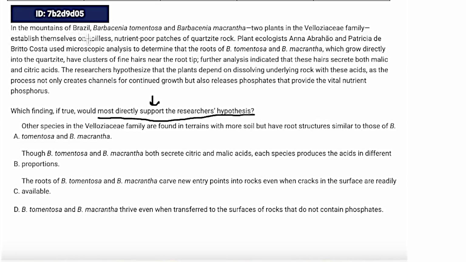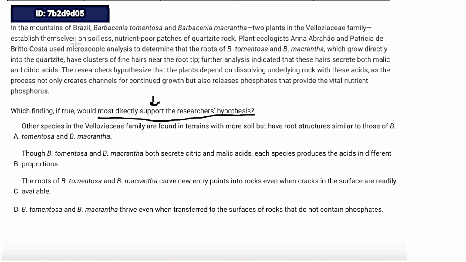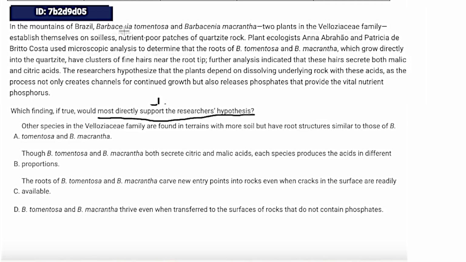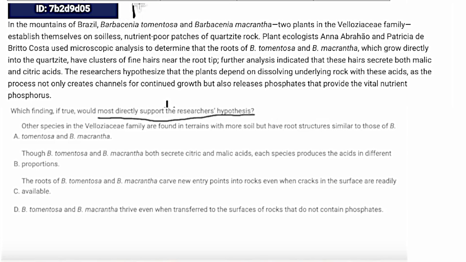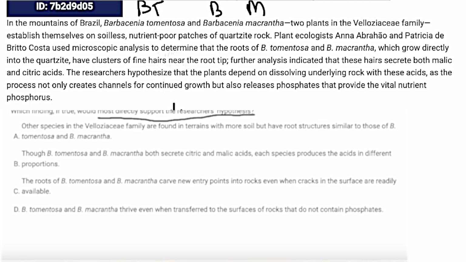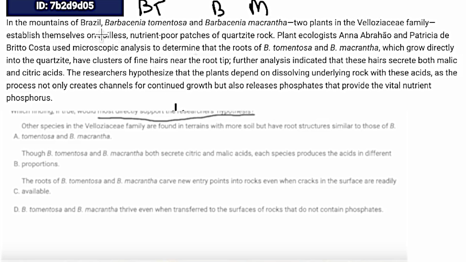In the mountains of Brazil, okay, another mini hint here. You do not have to know how to pronounce difficult words. So I'm going to call this BT and BM. As I read this passage, I am not going to waste my time trying to pronounce these difficult science words or maybe some names that I don't know how to pronounce. We're going to be in Brazil, so I'm assuming we're going to see some Portuguese names here that I'm not going to probably know how to pronounce. So I am just going to use some initials here.